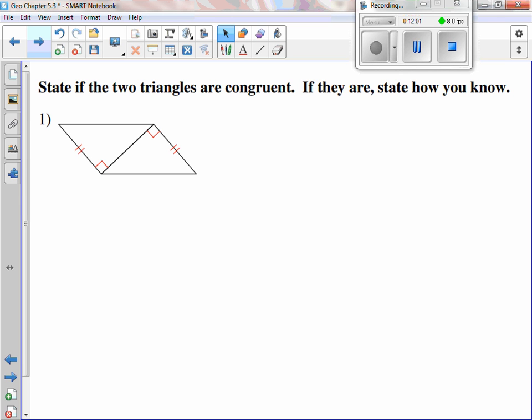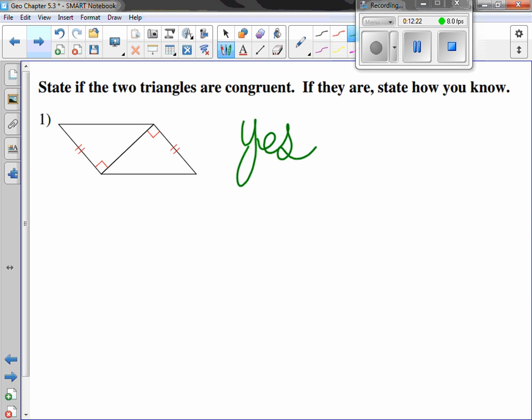State if the two triangles are congruent. If they are, state how you know. Is there enough information here to say that the two triangles are congruent? Okay. So we can say yes. How do we know? Well, side angle side, that's the only way we have, right?